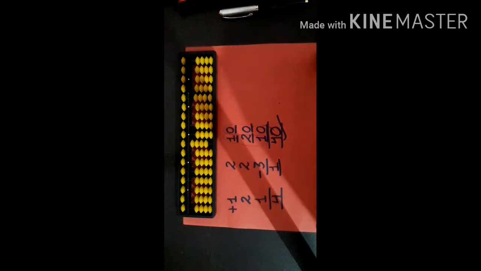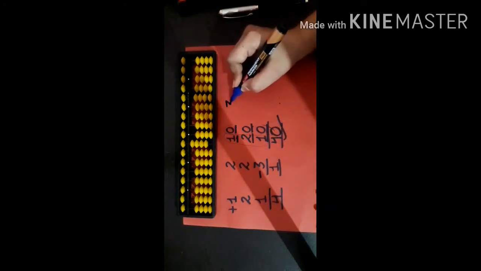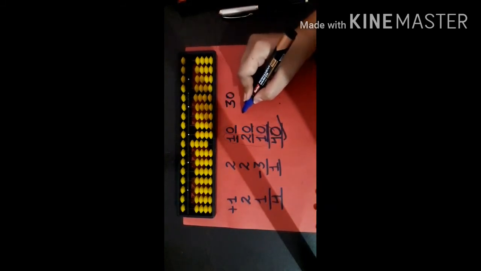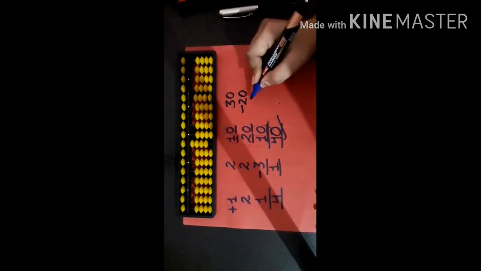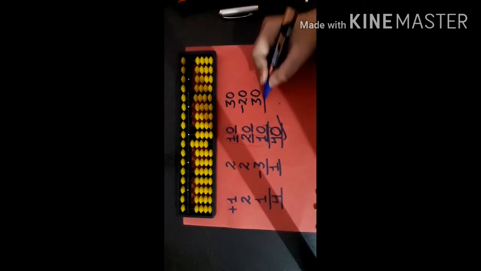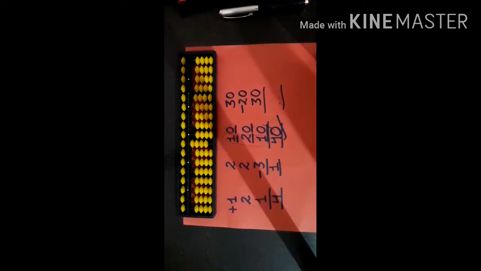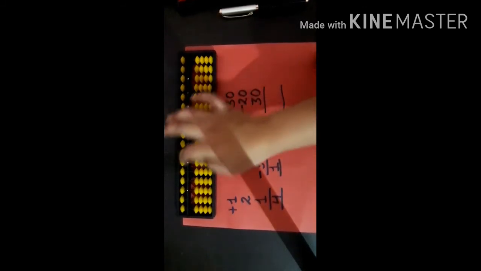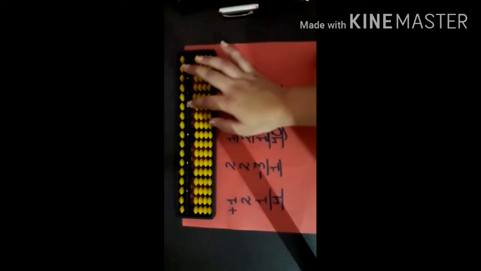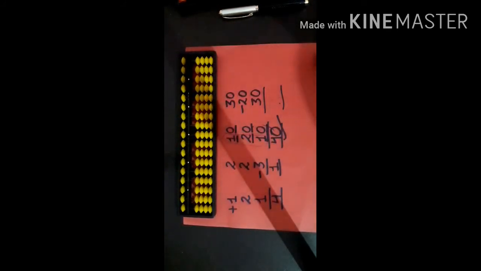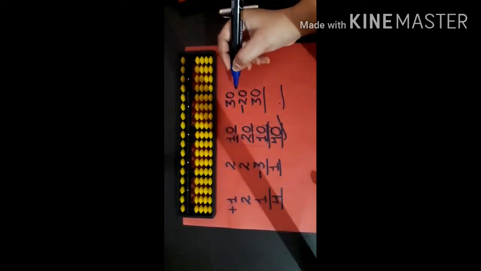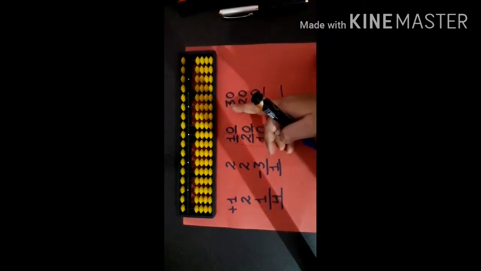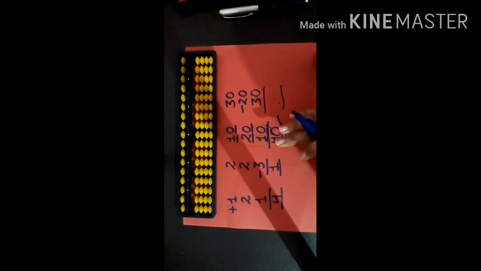Again we will do one more sum. 30 minus 20 and again 30. See, now set your abacus again. Now as I have told you, no sign is there means add, and if minus sign is there means subtract.